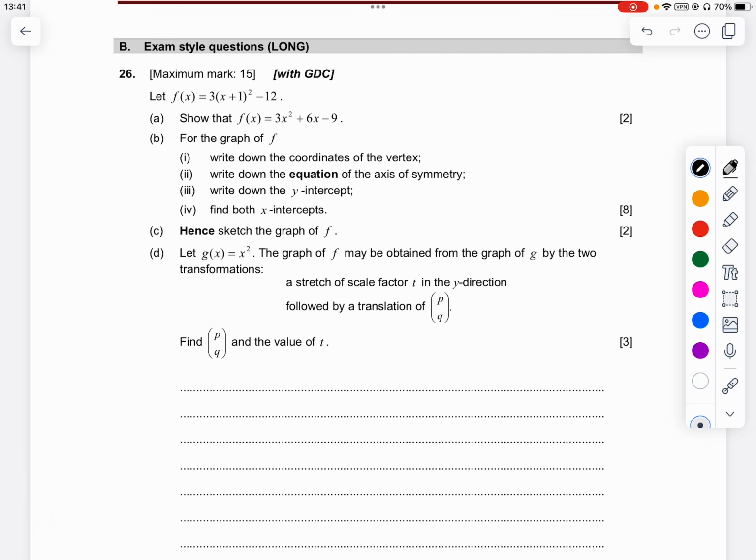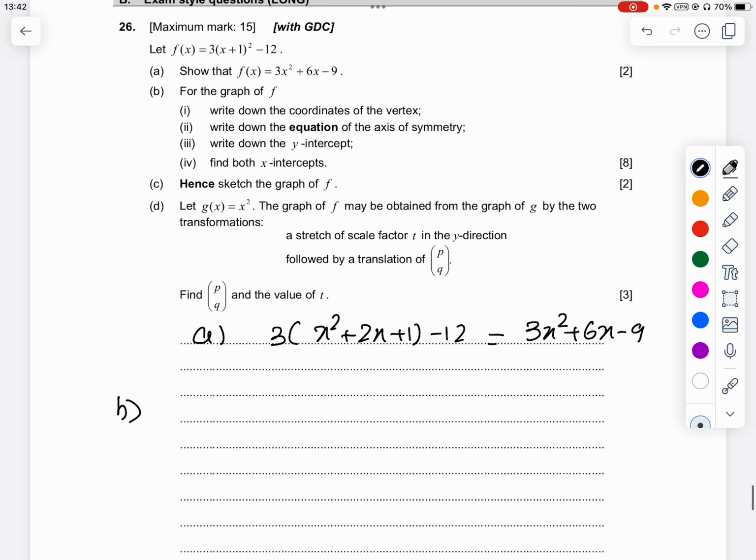Question number 26. The function f of x is given. Show that f of x can be written as like this. So just part A, expand it out: 3 times of (x square plus 2x plus 1) minus 12. Simplify that. You should be getting 3x square plus 6x minus 9. Part B, for the graph, write down the coordinates of the vertex. The vertex is negative 1 comma negative 12. Part 2, write down the equation of the axis of symmetry. X equals to negative 1. This is going to be axis of symmetry. Then part 3, write down the y-intercept. Plug in x equal to 0, you get negative 9.